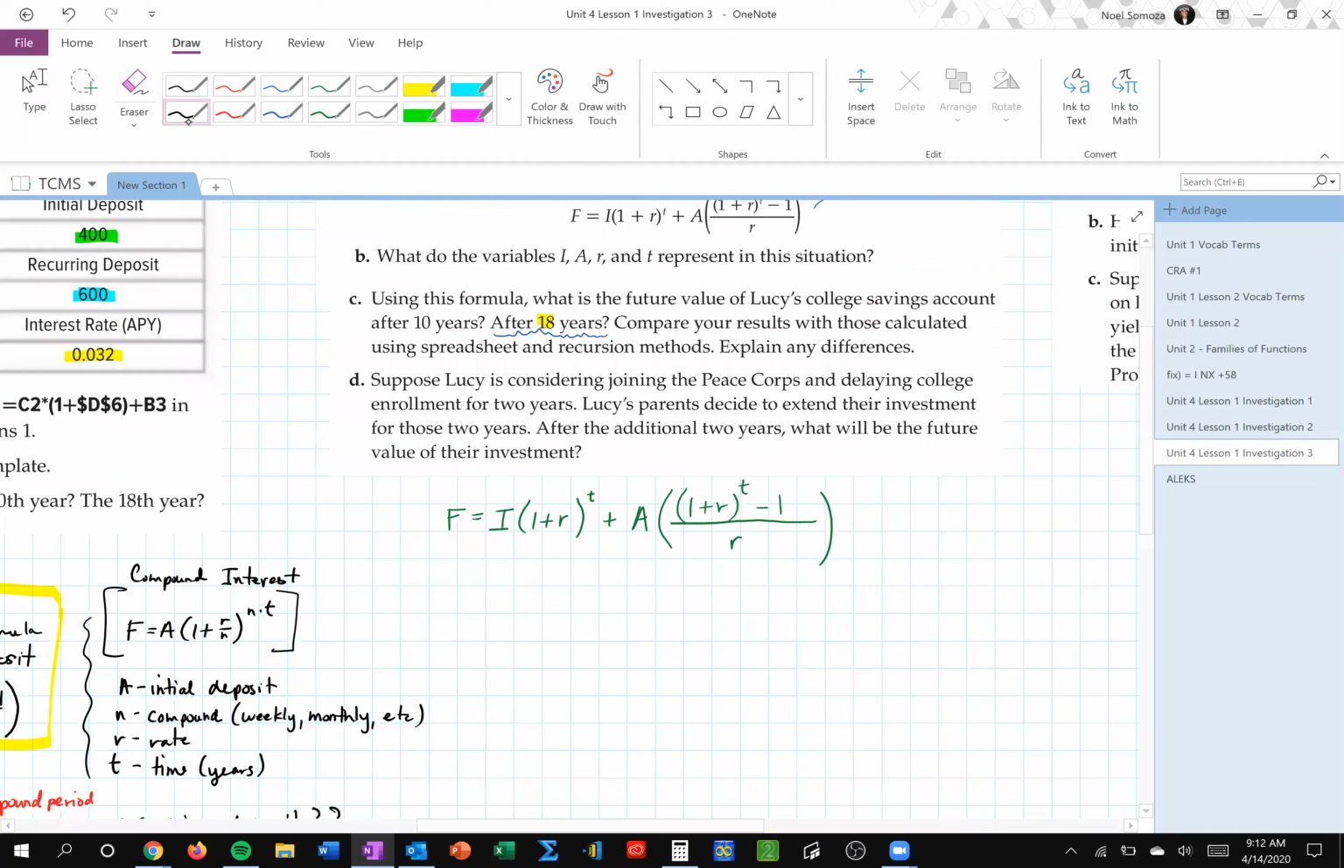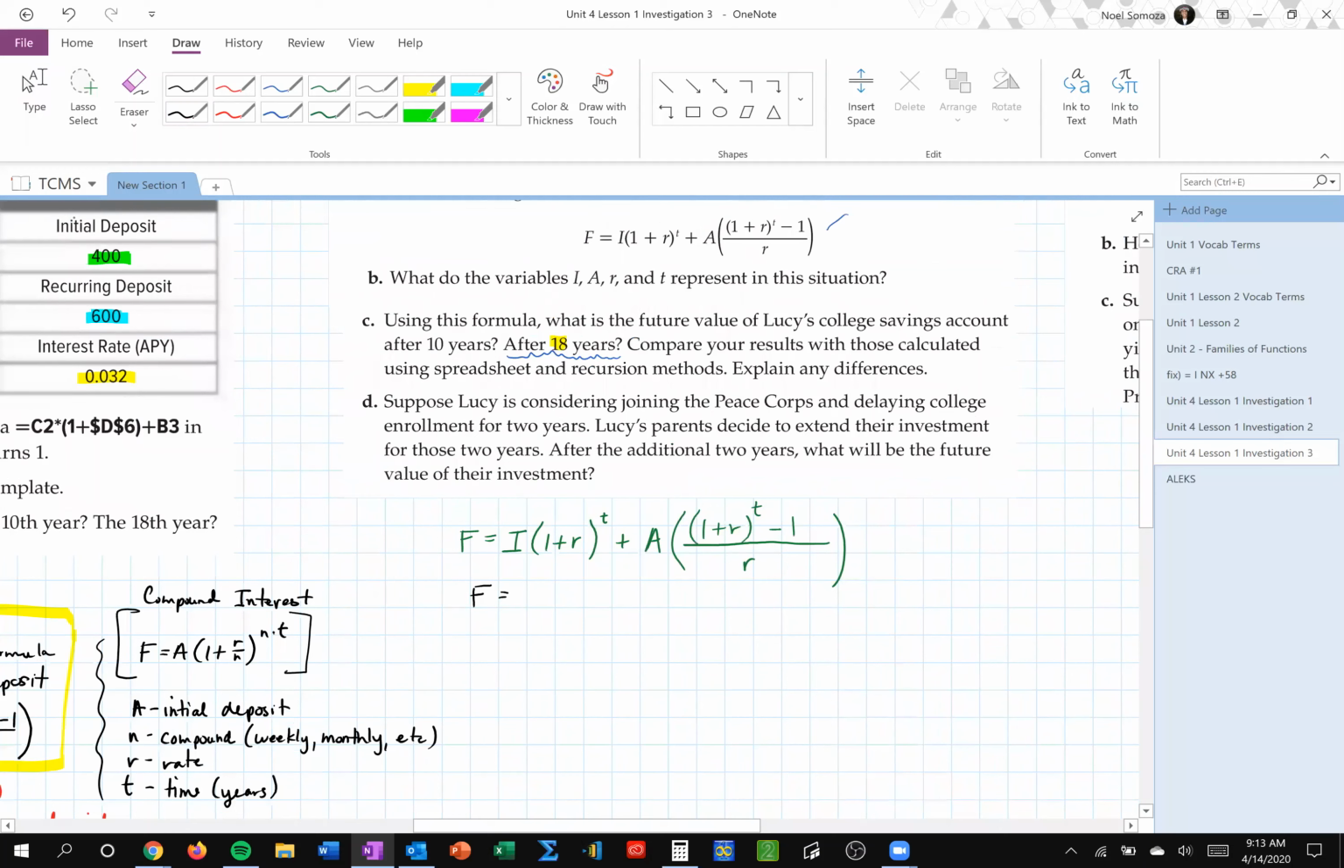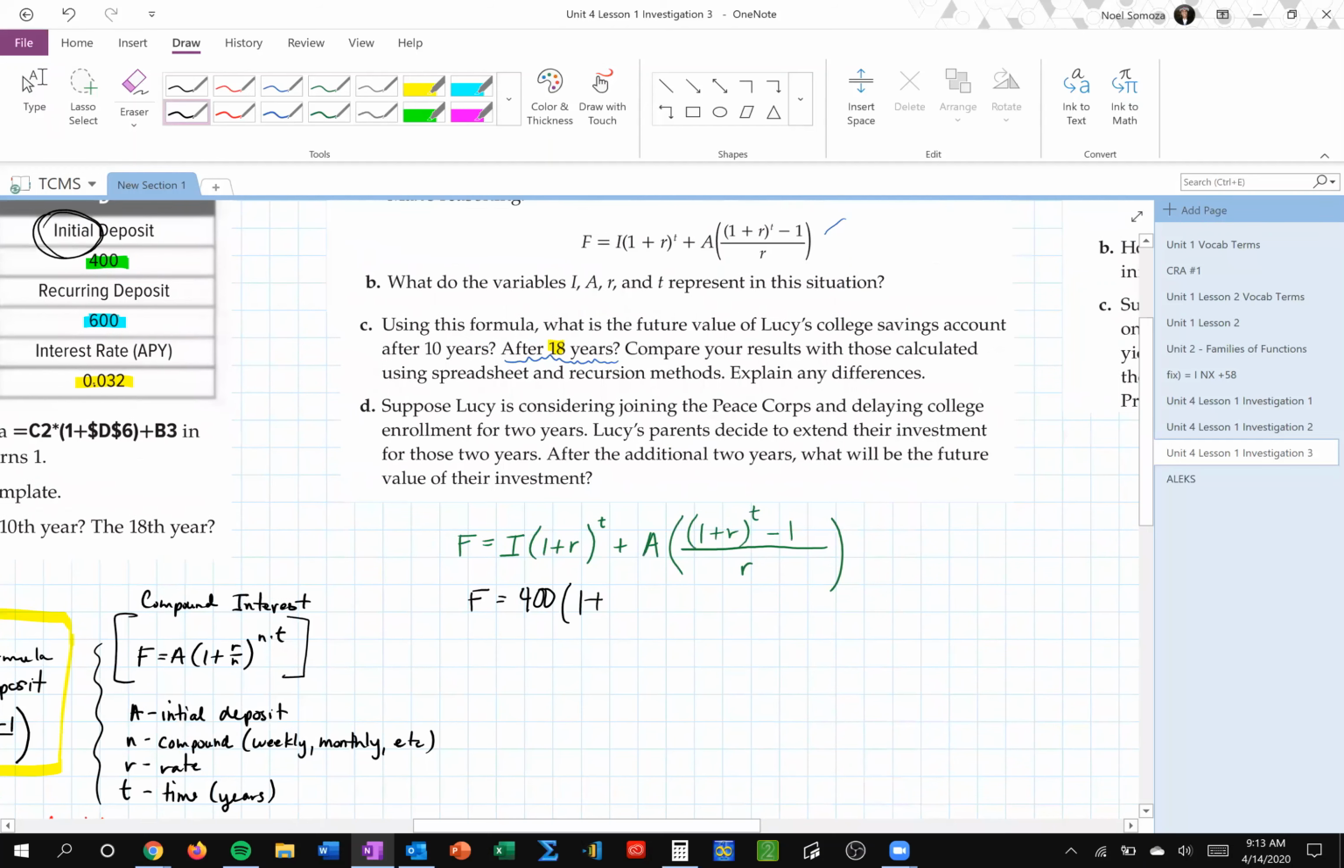Okay, so for F is equal to, we have I is going to be the initial deposit, right? So I for initial, so we can use 400, 1 plus the rate, it's already in decimal form, so we can use 0.032. And now to the T, this is after 18 years, right? So 18, assuming that she goes to college after 18 years or so, plus A, which is now the recurring deposit, okay? So then that represents the 600.